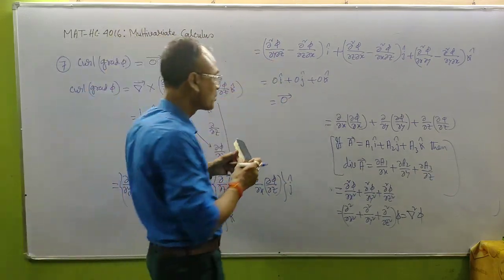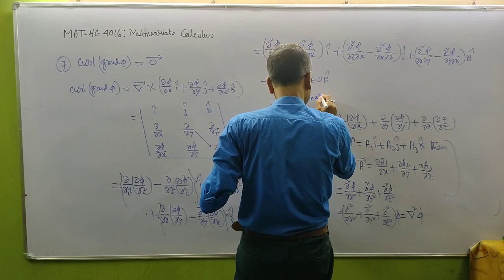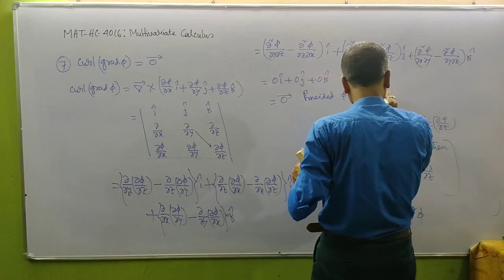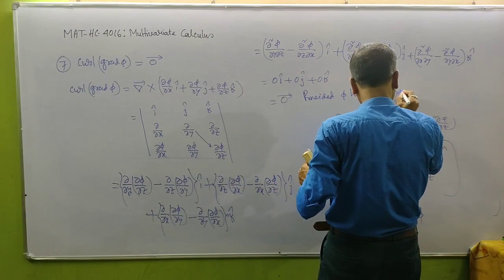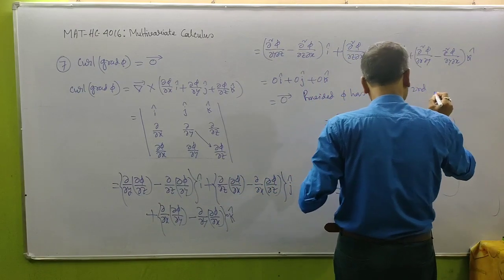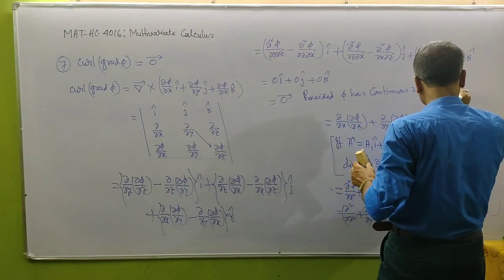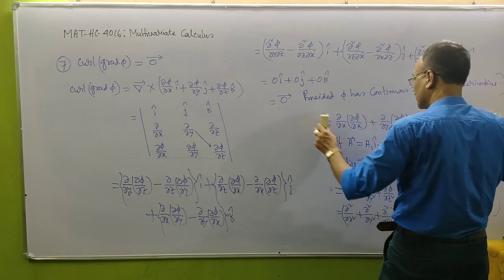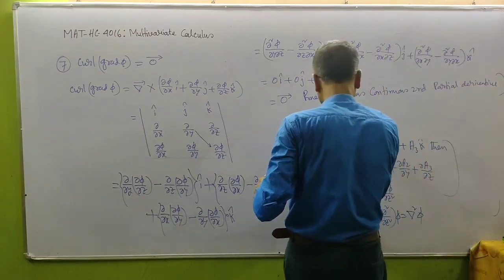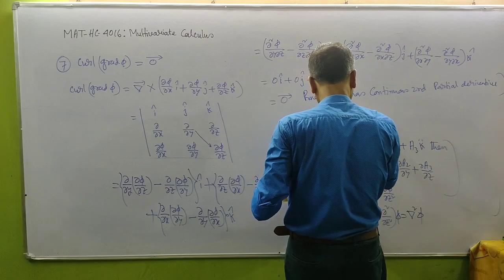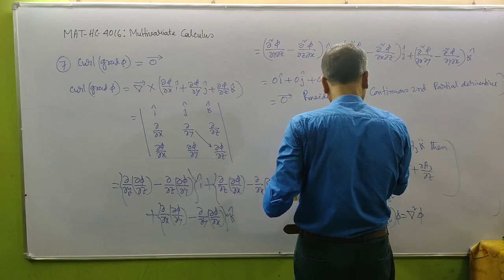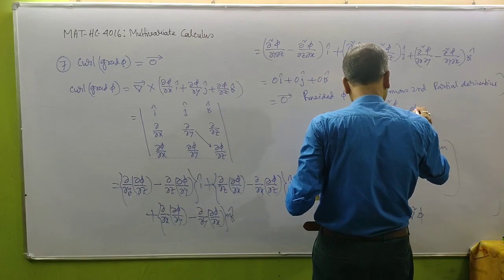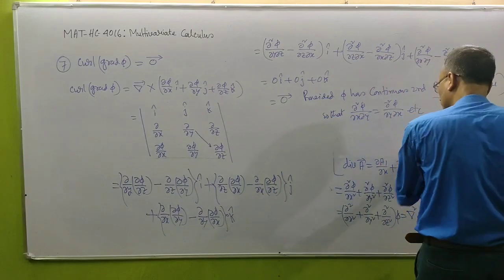provided φ has continuous second order partial derivatives, so that ∂²φ/∂x∂y equals ∂²φ/∂y∂x, etc. Therefore, all the terms will be cancelled.